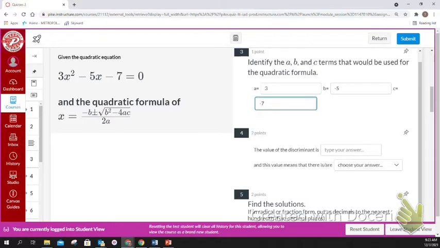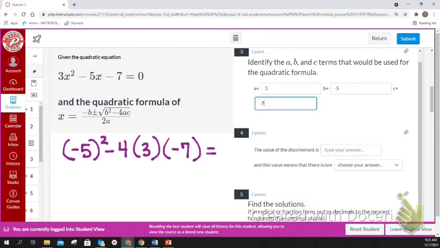So go ahead, take your calculators and find the discriminant. Now, when it asks you to find the discriminant, that's only b squared minus 4ac. So pick up your calculators and type that in. And when you do, you should get what? What did you get? Minus 4 times A times C. Did you get 109?